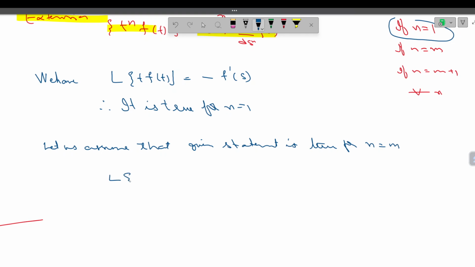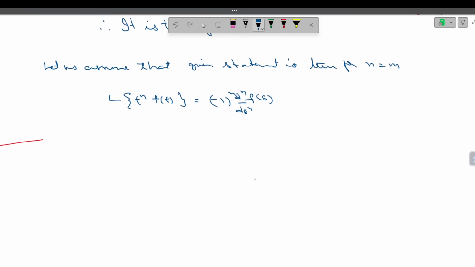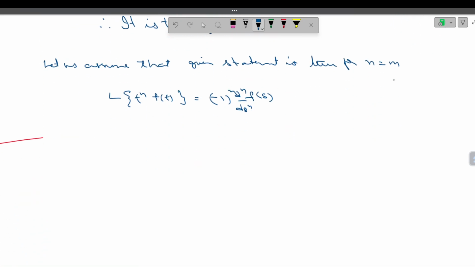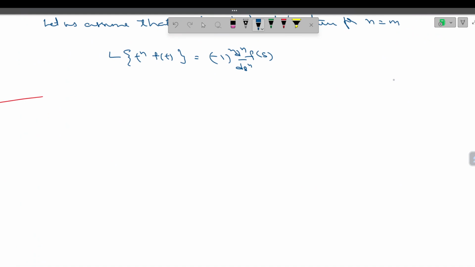So that means the Laplace transformation of t to the power of m f of t is equal to minus 1 to the power of m, d to the power of m by ds to the power of m, of F of s. We are assuming that it is true for n equal to m. Now we will prove that it is true for n equal to m plus 1.